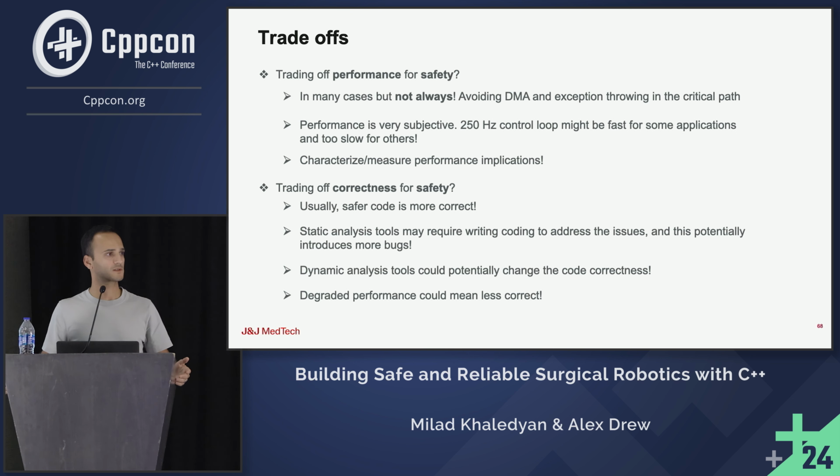But in most cases on the safety critical path, we are actually making the system a lot faster, like removing dynamic memory allocation, for example. Dynamic memory allocation is a lot slower than having things on stack or pre-allocated, or removing exceptions. That makes your code a lot faster. So we actually gain performance by making the code safer.